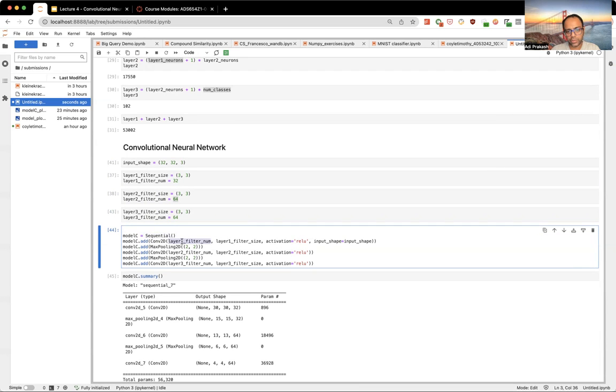You say the number of filters you want, give the filter size, and you can add the activation. Only in the first layer do you have to give the input shape. For the other layers, if they are connected, it figures out the input shape from the output of the previous layer. You can manually change it, but it will automatically figure this out.